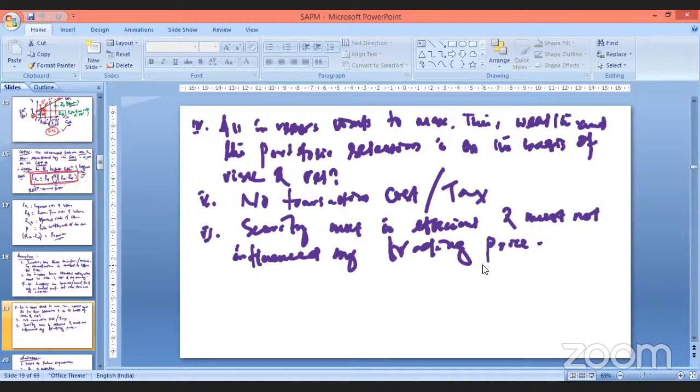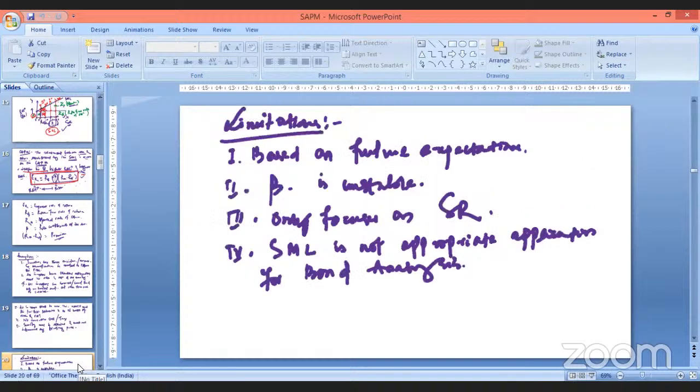So these are the assumptions taken by William F. Sharpe and John Lintner in order to develop the CAPM model. So these are some limitations or criticisms it has faced. What are the limitations? The limitation is that we are determining the expected return based on future expectations. Yes or no? It is all about future expectations, but the future is uncertain. Please remember. So this is one limitation.